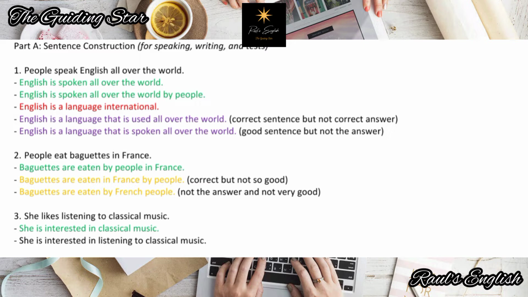Alright, number one, people speak English all over the world. So how to change this sentence while keeping the same meaning? We do not want to change the meaning, so: English is spoken all over the world, very good, and English is spoken all over the world by the people or by its people. Both are perfectly fine. The one in red is incorrect. In English is a language international. No, that is not right. English is an international language, that would be correct. However, this one is not correct: English is a language international.